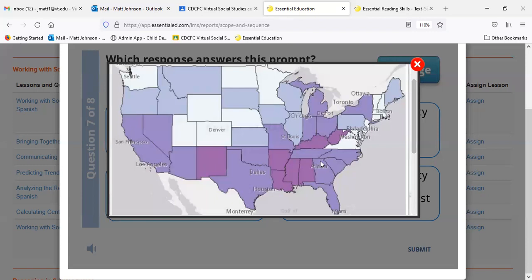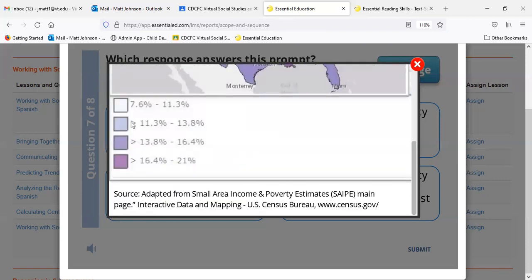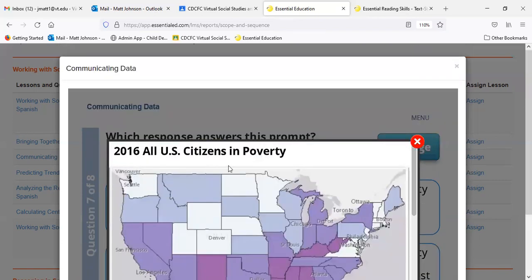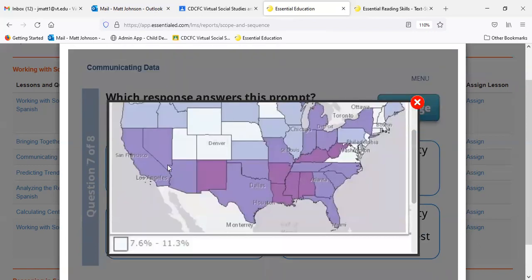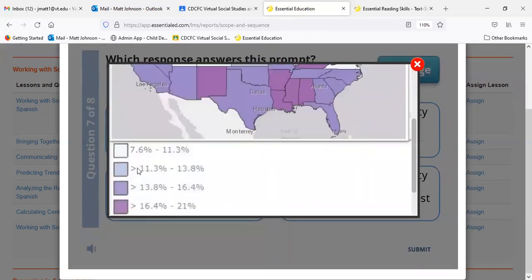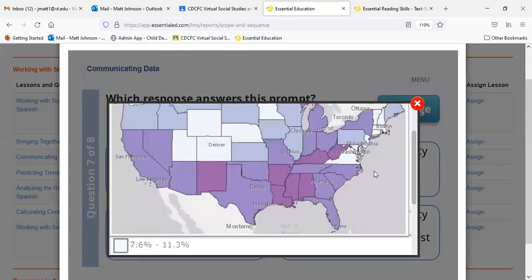But with map information, you might get a map that looks like this, and then they'll ask you about Missouri or something, or Texas. So you got to know your state names. In this case, we are looking at U.S. citizens in poverty. And then the color-coded states here. So 7.6 to 11.3, 11.3 to 13.8, 13.8 to 16.4, 16.4 to 21%, right? So light to dark, right? Lightest colors, less poverty, darker colors, more poverty.